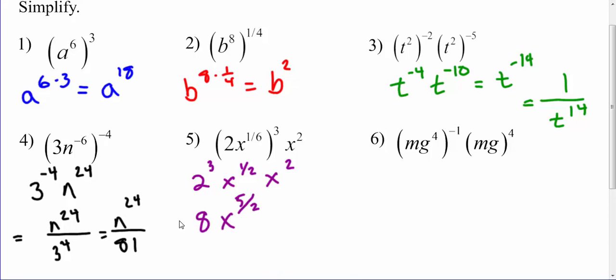So there it is right there, 8 times x to the 5/2 power. Now that one's a little bit interesting. The fractional exponents, you'll learn some things in future classes where we could adjust that. For now, we're not going to worry about it.